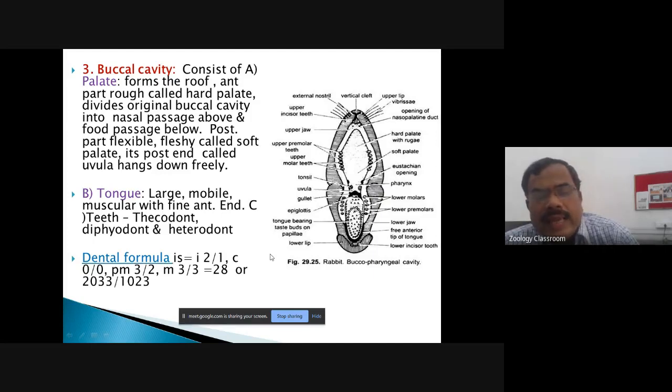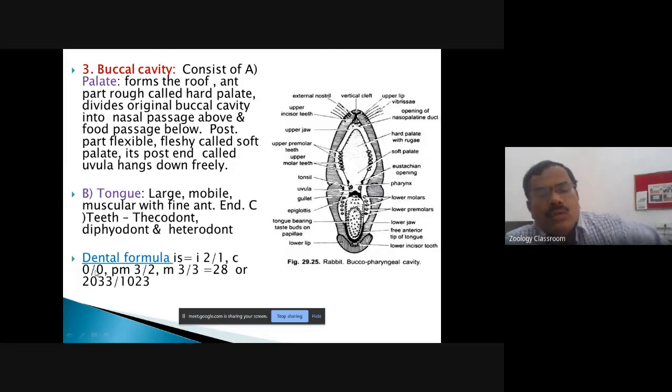Then you come to the canine. Here canine is written as 0, 0. So there is no canine present. Here the space is vacant, without any teeth. This vacant space indicates that the canines are absent. Come to the premolars. On the upper jaw, 3 premolars are present, and on the lower jaw, 2 premolars are present. Now count here. These initial 3 are the 3 premolars, and here the initial 2 are the premolars.